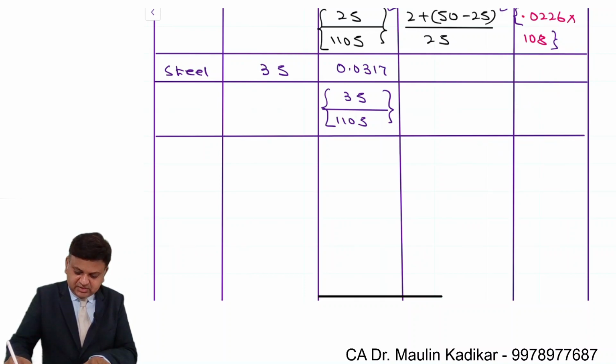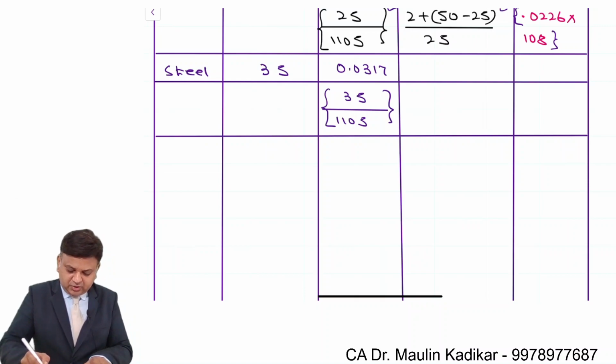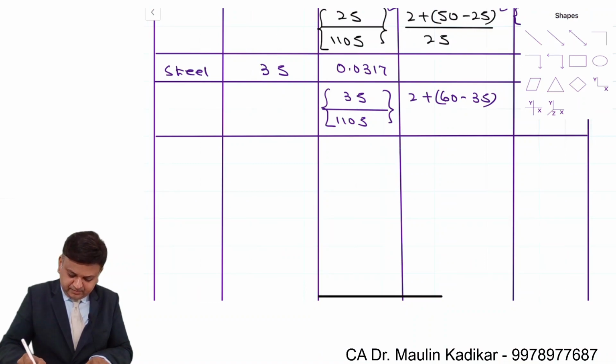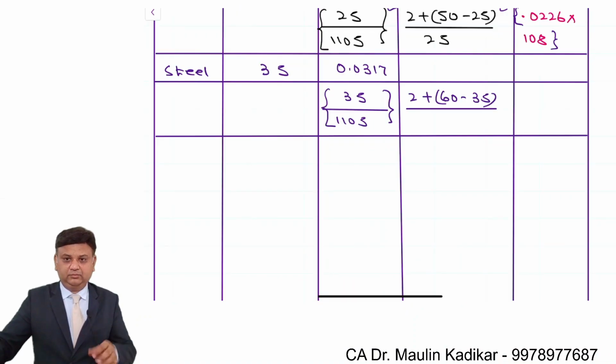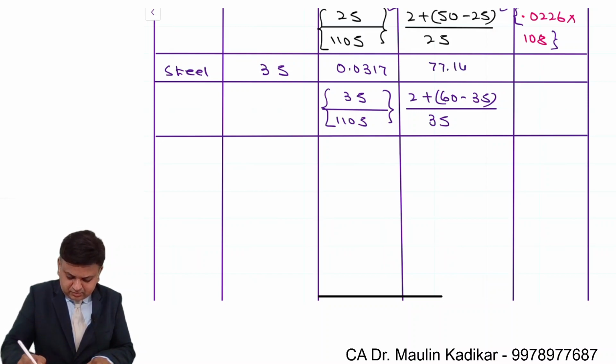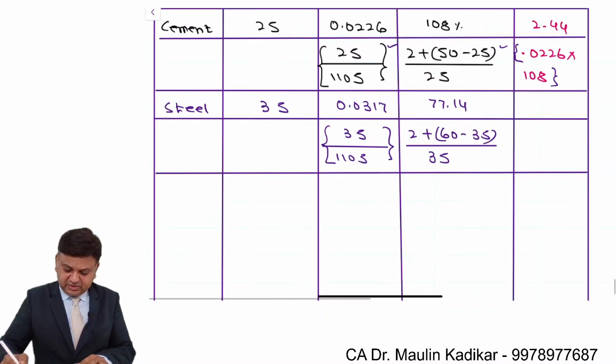As far as the return is concerned, it is 2 rupees of the dividend plus 60 minus 35 divided by 35 into 100. So 60 minus 35 is 25 plus 2 upon 35. That is 77.14 percentage into 0.0317. So it is 2.45 percentage.